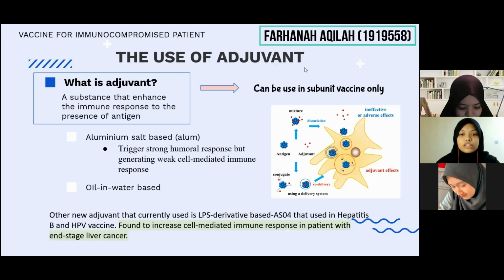There are also other new adjuvants that scientists discovered, which is the LPS derivative based AS04, which is being used in hepatitis B and HPV vaccines and found to increase the cell-mediated immune response in patients with end-stage renal disease.